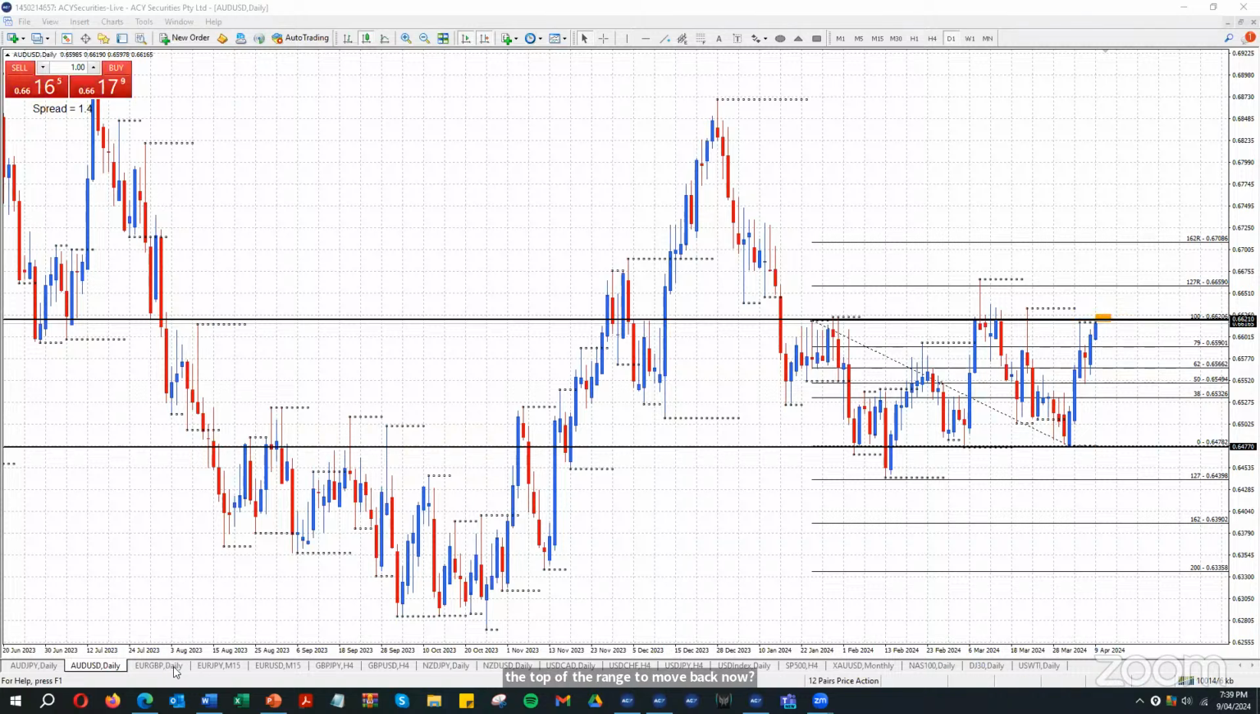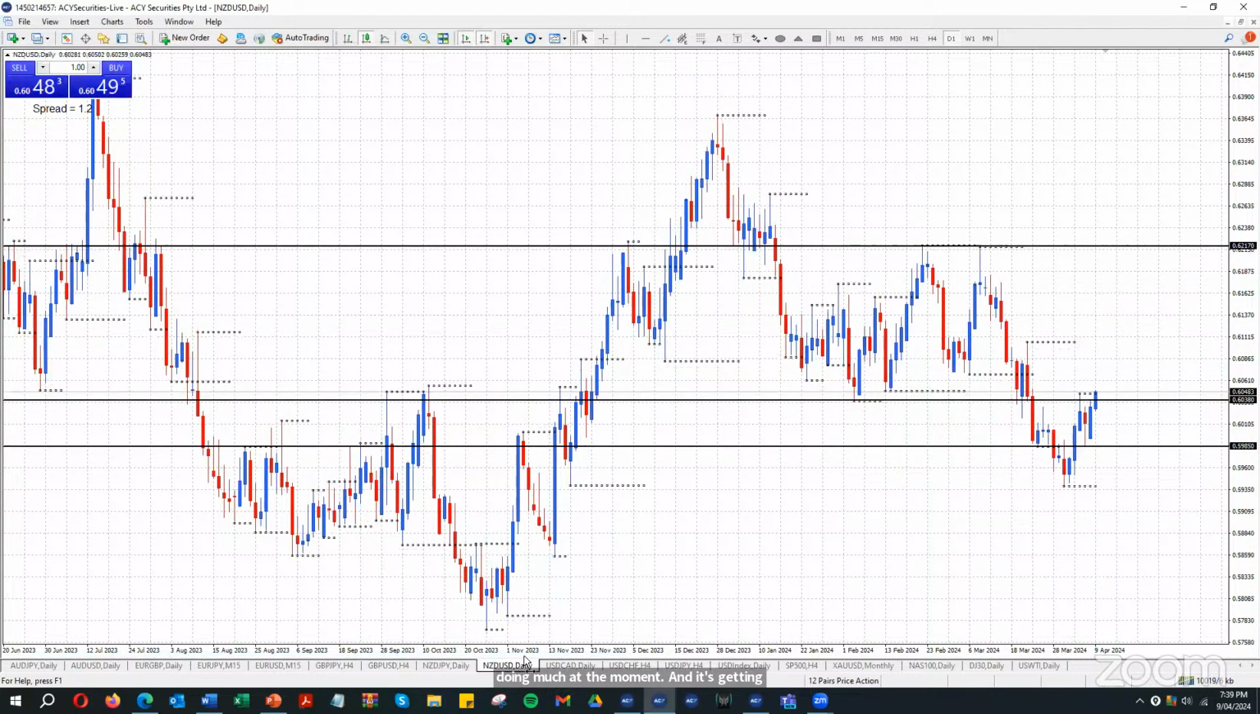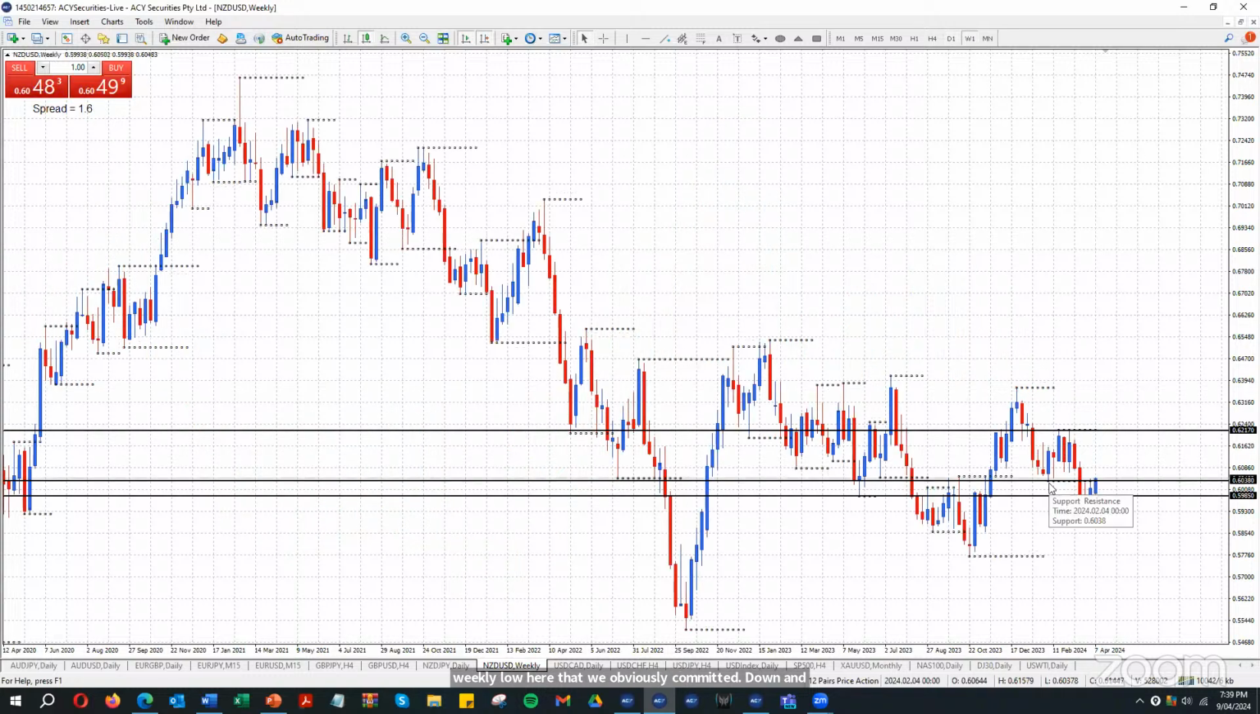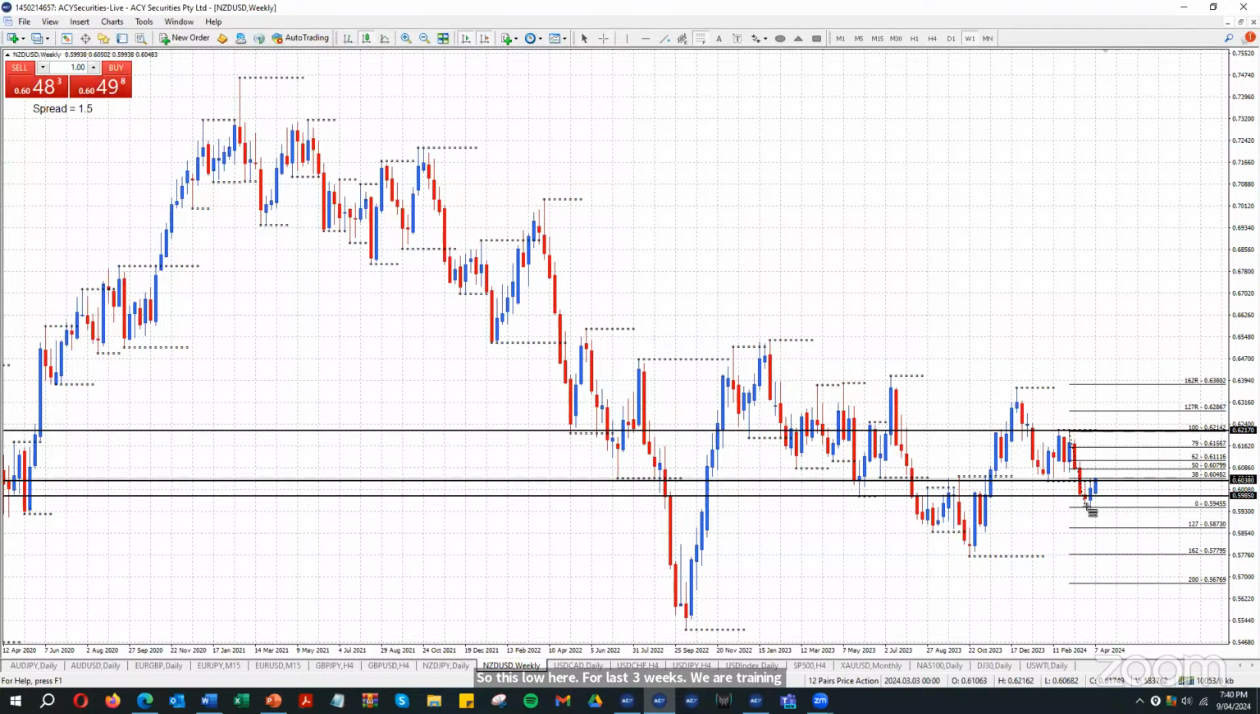All right, I'm going to skip the euro pound because it's not doing much at the moment. And let's get into the New Zealand dollar. Ahead of the interest rate decision tomorrow, this weekly low here that we obviously committed down and through for the last 2 or 3 weeks. So this low here for the last 3 weeks, we are trading above. So potentially this range may be coming into the picture at the moment, in terms of this isn't a downtrend, but this is corrective up.